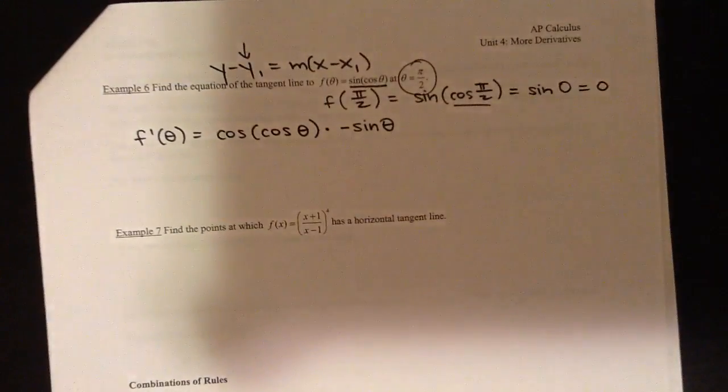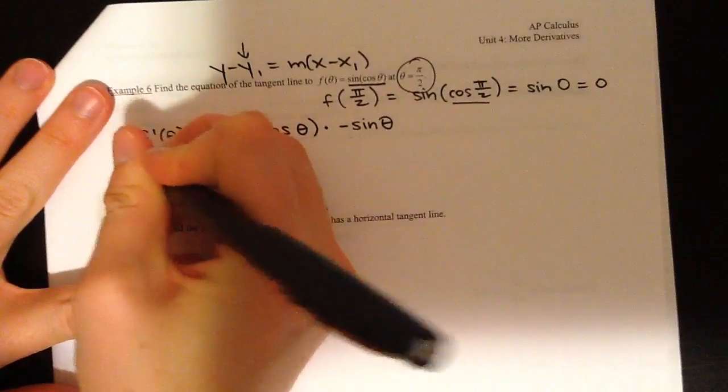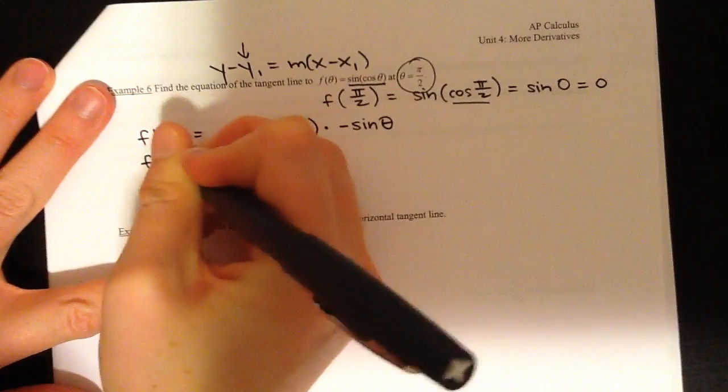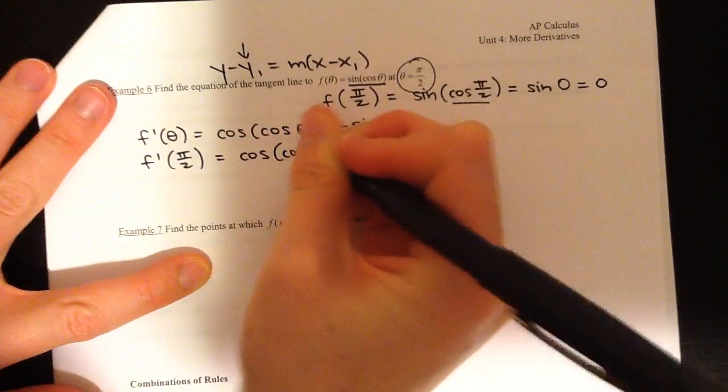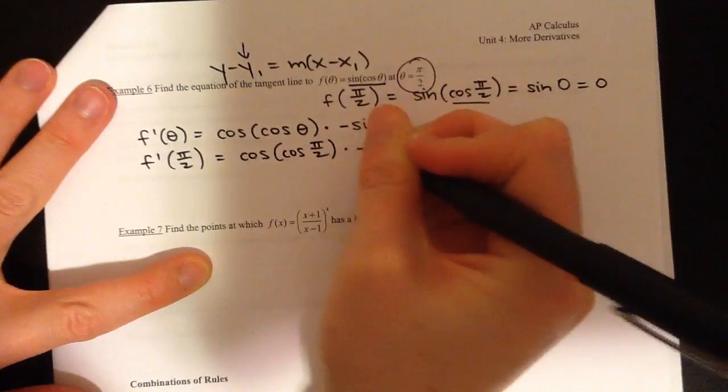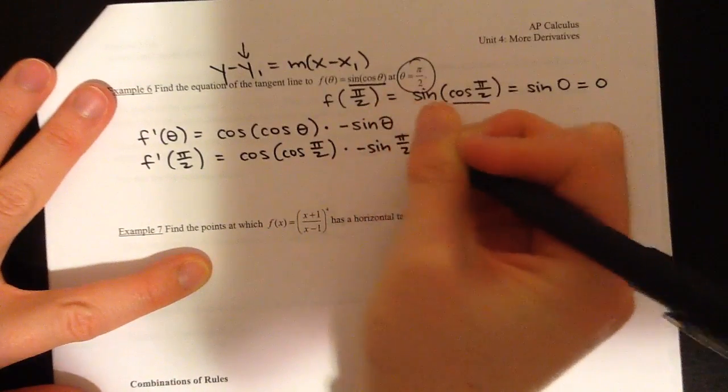Okay, so that's my derivative. No need to simplify it any further because I'm just going to plug in the pi over 2. So f prime of pi over 2. I get cosine of pi over 2, and then times negative sine of pi over 2.